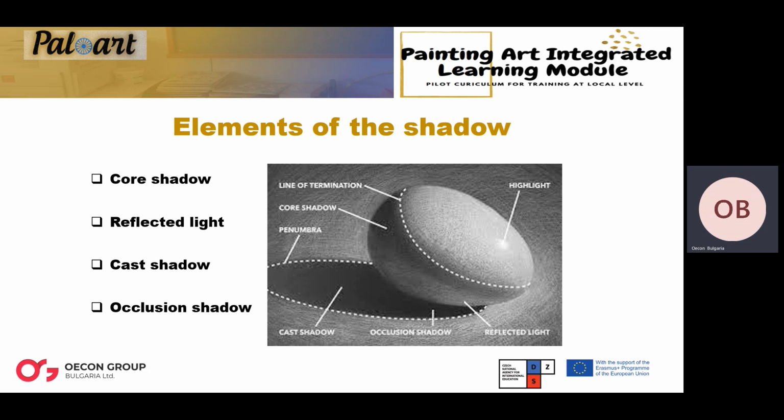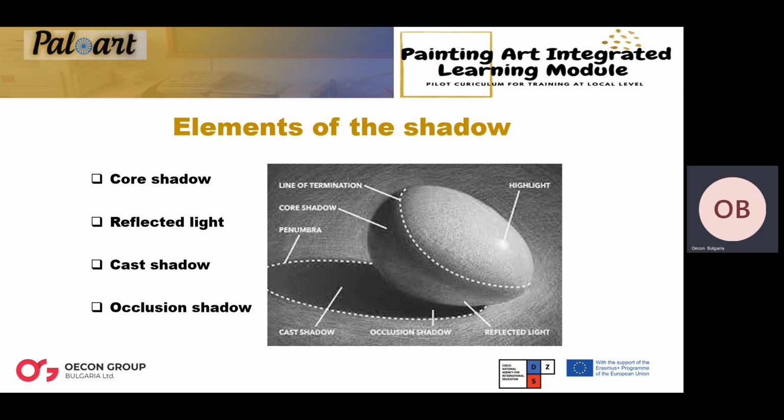The cast shadow. The cast shadow is the shadow on the surface that the object rests on. It is created by the object itself blocking the light from the light source. There is a useful trick to find the shape of the cast shadow. Imagine 2 light rays projecting from the light source to the core shadow on the form. Continue these lines until they hit the surface on which the object rests, and they will show you the boundaries of the cast shadow.